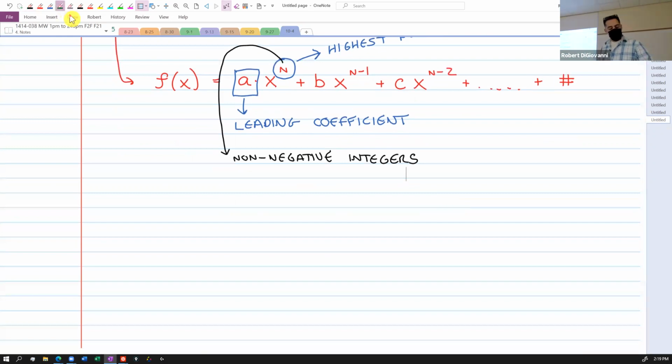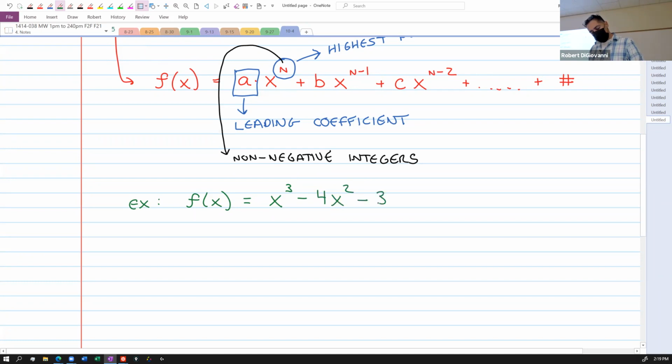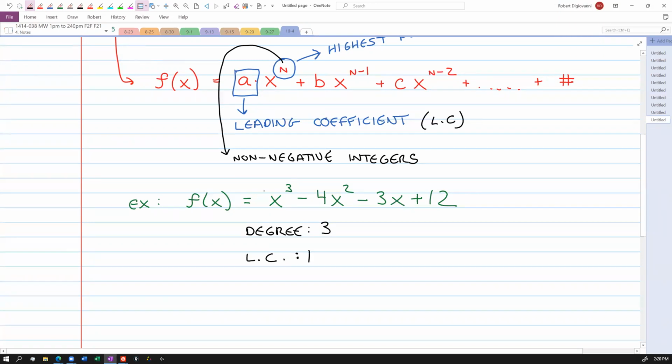So here's some examples. How about this one? f of x equals x to the third minus 4x squared minus 3x plus 12. That is a polynomial function. It actually has 4 terms. What is the degree of this polynomial? 3, right? So the degree of this would be 3. What would the leading coefficient be? I'm going to put LC for leading coefficient. Is that okay? Would it be 1? Yep, 1. It's the number in front of the x cubed.